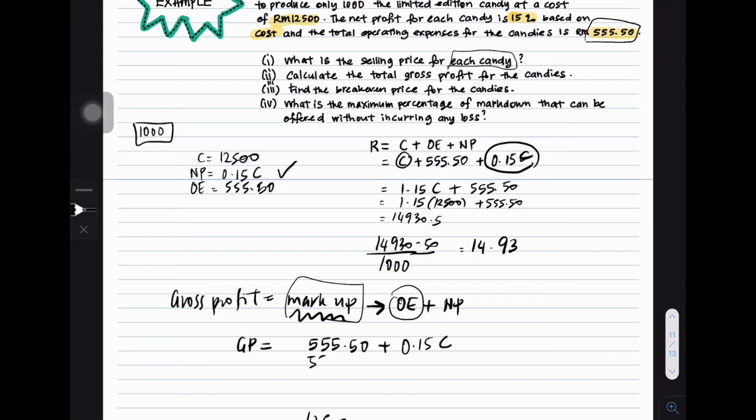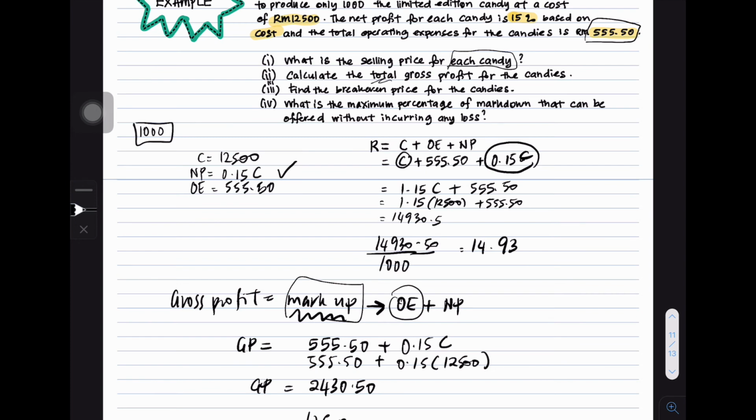Alright, so kita ada 555.50 tambah dengan 0.15 darab dengan 12,500. Okay, sebab dia tanya total gross. So kita kena cari keseluruhannya. So RM555.50. Okay, kita tambahkan dengan 0.15 darab dengan 12,500. Okay, so awak akan dapat RM2,430.50. So inilah harga markup ataupun dikenali juga dengan gross profit.